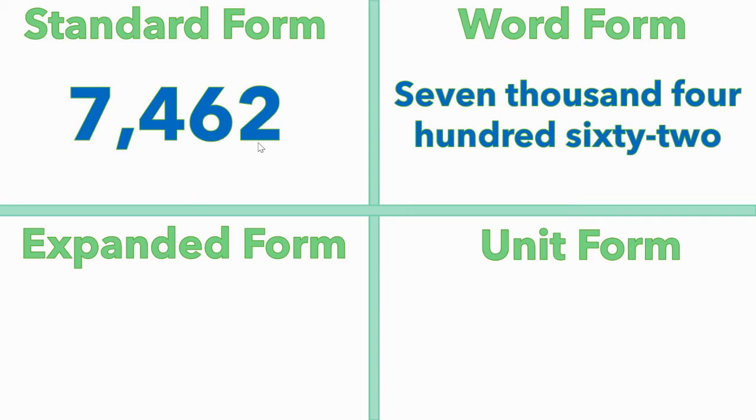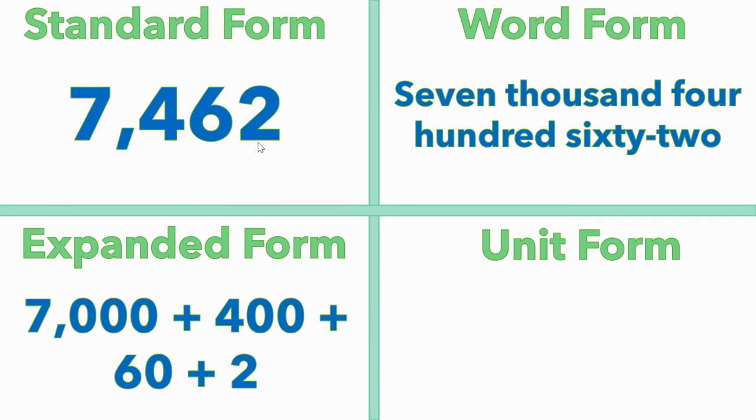Expanded form is where you stretch the number out as far as it goes to represent each value of each place. So we have 7 in the thousands place, so that's 7,000, plus 4 in the hundreds place, so 400, plus the 6 in the tens place, so plus 60, and the 2 is in the ones place, so it's plus 2. 7,000 plus 400 plus 60 plus 2.